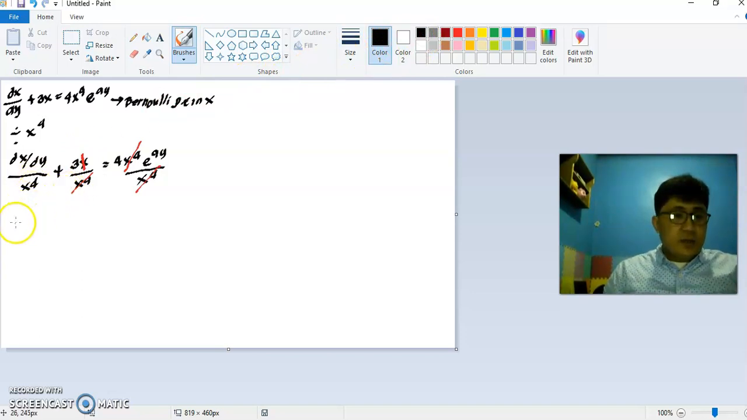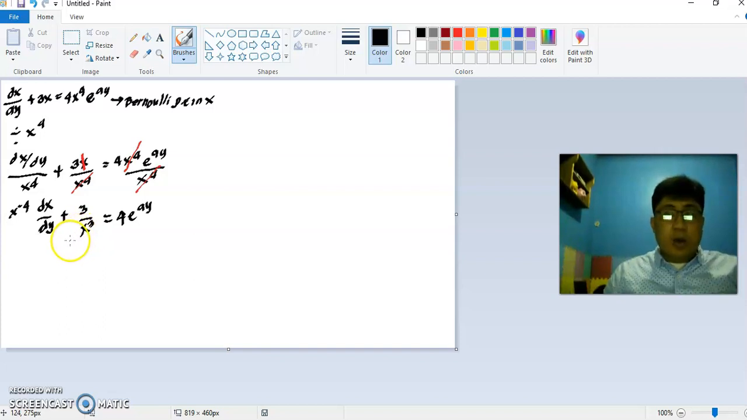After that, we could now transpose it to the upper part. So you have x raised to the power of negative 4 dx over dy plus 3 over x cubed, right? x over x raised to the power 4 is x cubed, equals 4e^(9y). After that, we need to get our m or our u. So from here, we could now rewrite this one.